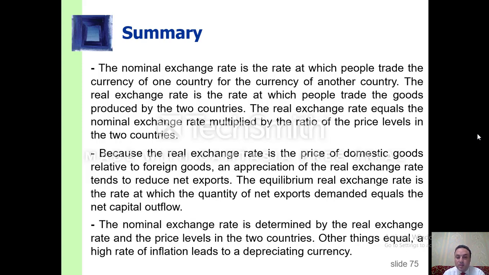At the equilibrium, the real exchange rate is the rate at which the quantity of net exports demanded equals the net capital outflow. And finally, the nominal exchange rate is determined by the real exchange rate and price levels in the two countries. When other things remain equal, a high rate of inflation leads to a depreciating currency.